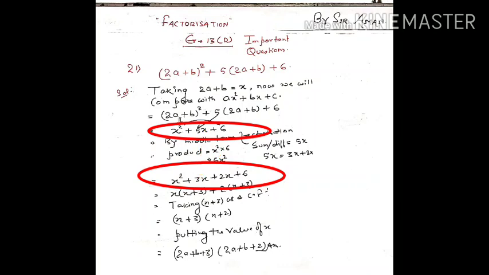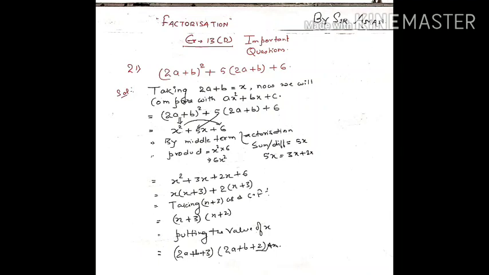Now in the first term and in the second term, what is common? You can see something is common, means x is common, so we will take x. Now what is left? x + 3 is left, so x + 3 will be outside. Now after that, x + 2 is left.